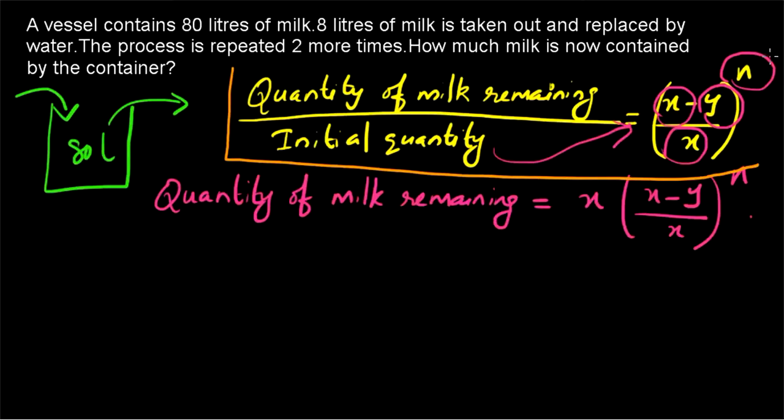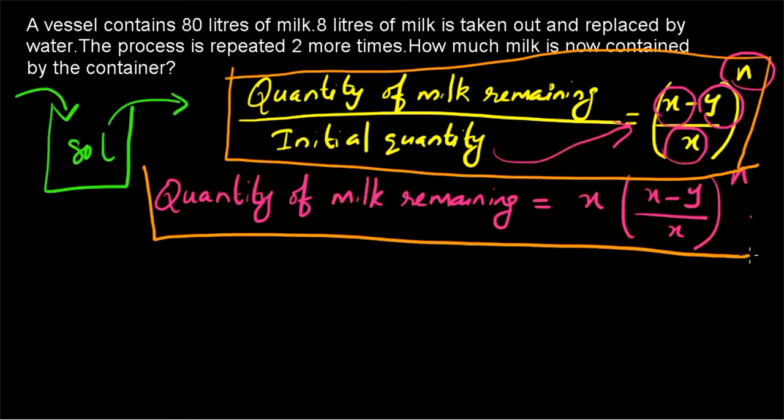And this is the second important formula. If you want, you can learn it by heart. If you are able, you can learn this also by heart. The quantity of milk remaining, or quantity of the liquid remaining, will always be given as x into (x minus y by x) the whole raised to n. We have to multiply with x in order to find the quantity of the liquid remaining. If the ratio is asked, it will be (x minus y by x) the whole raised to n.